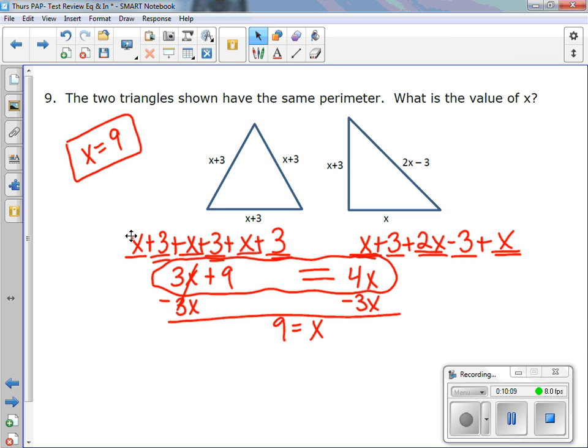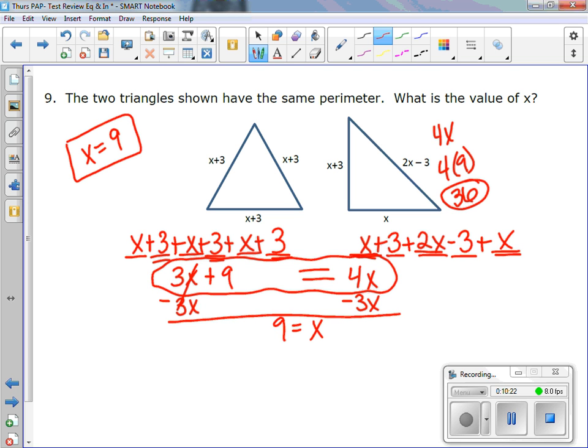Now just a hint, I could go further with this, and I could actually ask you to figure out what the perimeter was. At this rate, if the perimeter of this one was 4x, and x is 9, you would plug it in to get the perimeter of 36. So just be aware of those types of variations.